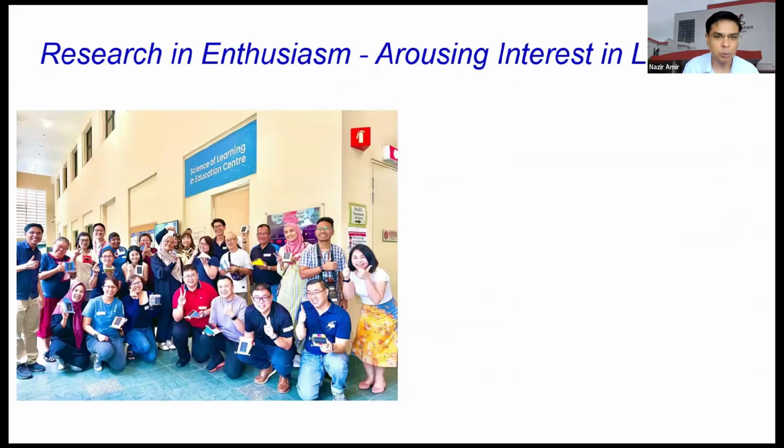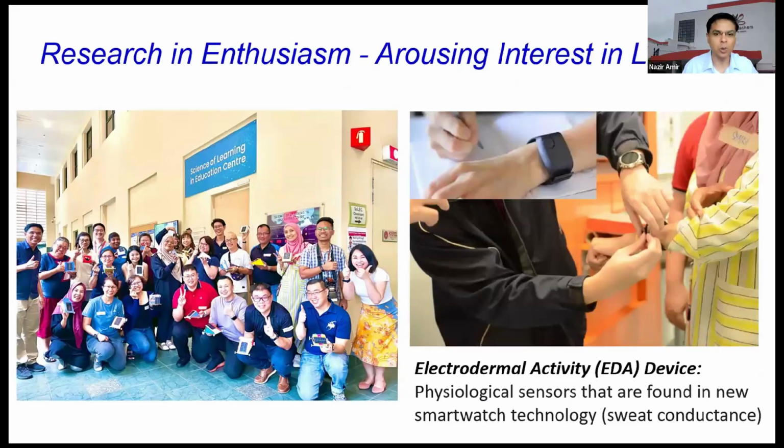And some of these teachers, we put in a device. It looks like a watch. It is actually a physiological sensor that is found in smartwatch technology. It tracks the sweat conductance. When we are excited, we may not see sweat, but actually there's sweat in the palm. This device is able to capture this sweat conductance, and it is an indicator of emotional arousal, excitement. So some of these teachers have this sensor on their palms. It looks like a watch.